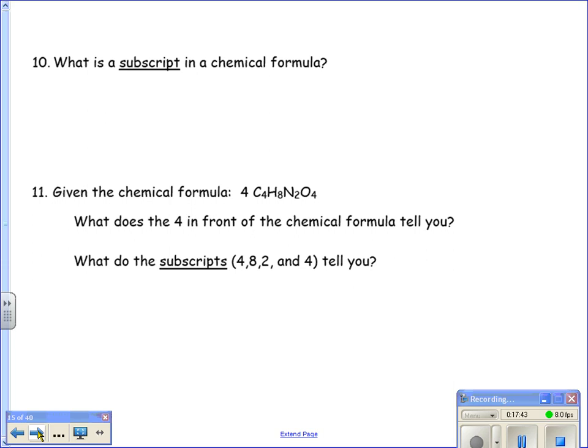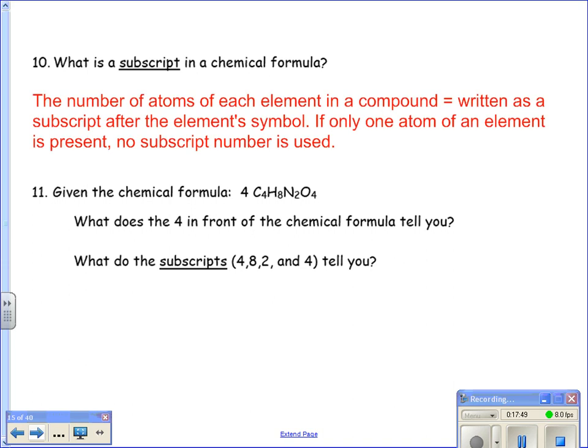What is a subscript in a chemical formula then? I just kind of went through that with you. But let's make sure you have that formal definition on your text reading. A subscript is the number of atoms of each element in a compound. And it is written as a subscript after the element symbol. If only one atom of an element is present, no subscript number is used.